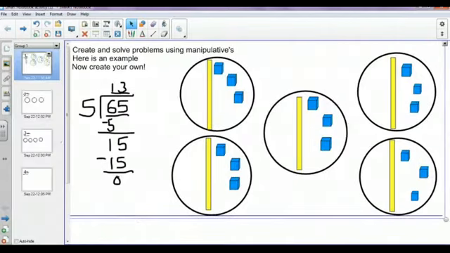Now it's your turn. You get to create and solve problems using manipulatives all on your own. Here's an example. We divided 65 into 5 equal groups. We have our tens blocks and our ones blocks, and we divided it equally into the 5 different sections. And then we did our work out.